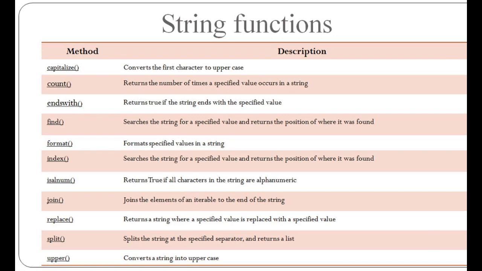These are some of the string functions. Capitalize converts the first character to uppercase. This is count, the number of times a specified value occurs in a string. These are some more of the string functions. Join is to join the elements of an iterable to the end of the string. Suppose you have a string, I can split that and store it as a list.